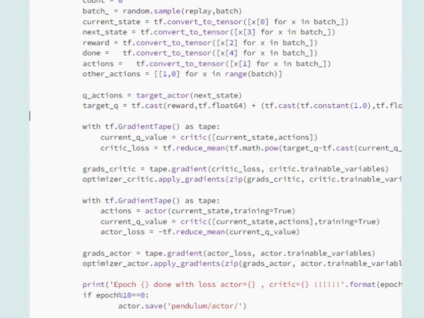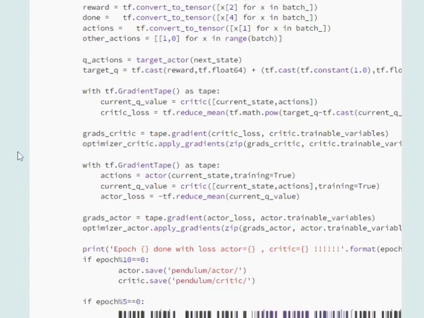And by applying gradient tape, we are calculating the current q value using the critic network. Just remember that the target q value would be using the target networks, and the current q value would be using the actual critic network, and then calculating critic loss using reduce mean over target q minus current q value, and then applying the gradients to the critic network. Do remember that we are not applying the gradients to the target critic network right now.